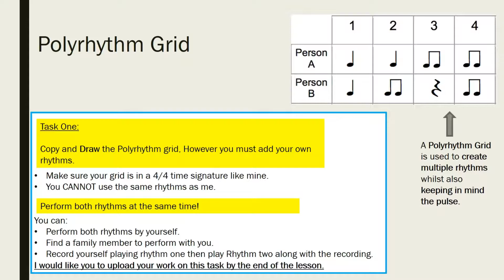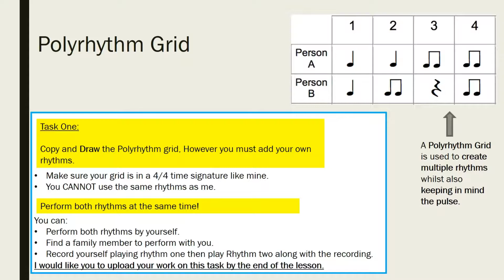For task 1, then, I would like you to copy and draw the polyrhythm grid. However, you must add your own rhythms to this grid. Firstly, make sure that the grid is in a 4/4 time signature. That means there's 4 pulses, like mine is. And you cannot use the same rhythms as me. They can be more complex, they can be more simple, but they cannot be the same rhythms as me. Just whatever you're comfortable with so you can get used to the polyrhythm grid and playing 2 rhythms at the same time. And then I'd like you to perform both rhythms.